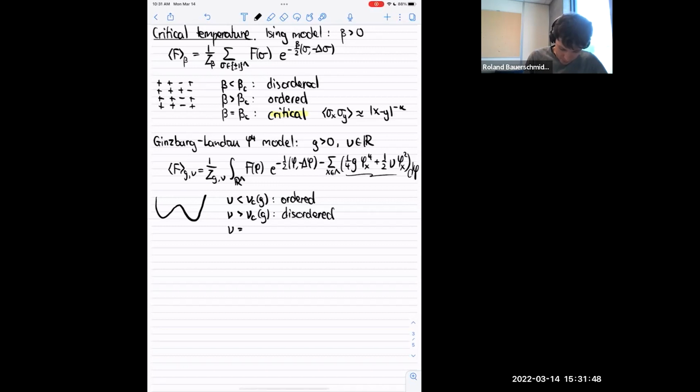And again, at the critical value, we expect the power law. And here's one of the striking features that in some sense the renormalization group picture predicts: the power law is identical to the one of the Ising model, with the same exponent.